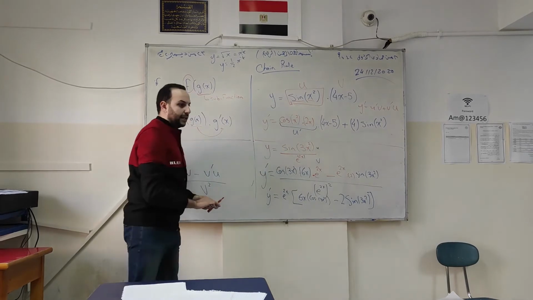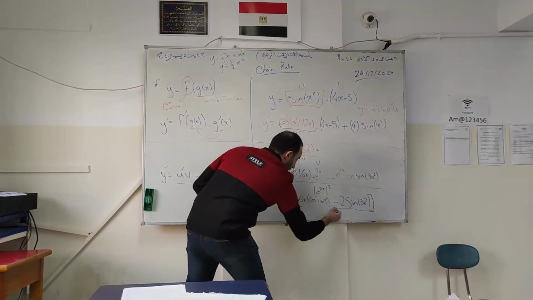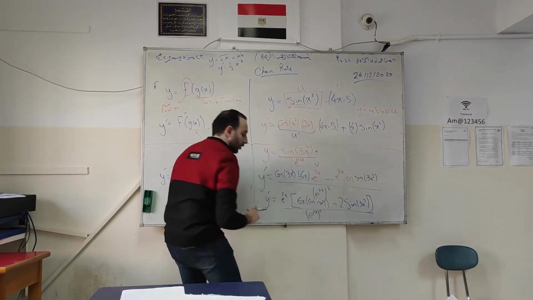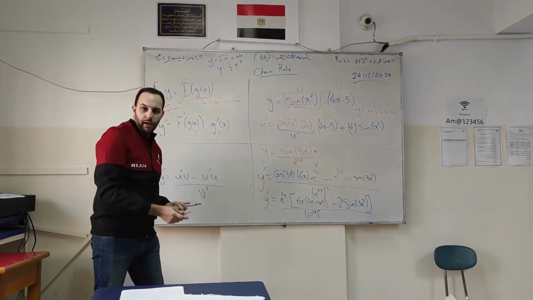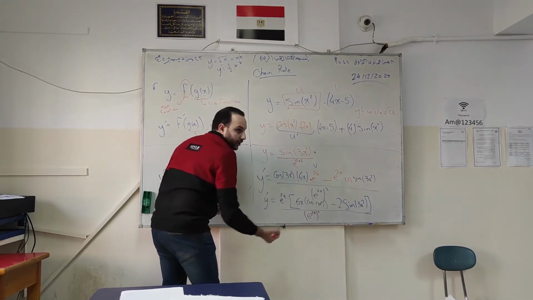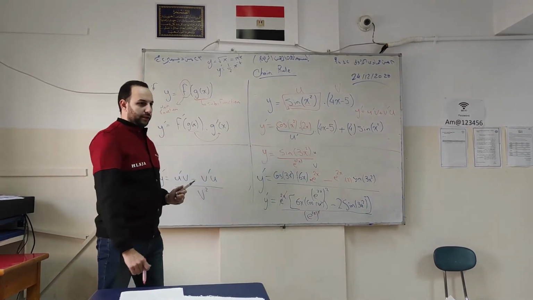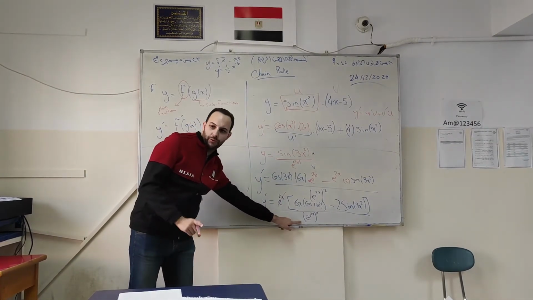E power 2x as a common factor. Yes. Over e power 2x all squared. Very good. After you take a common factor, I will have e power 2x here and e power 2x squared here. One of them will remove one of them. The e power 2x here will remove one of the two e power 2x's here.